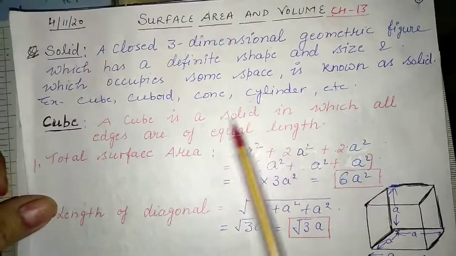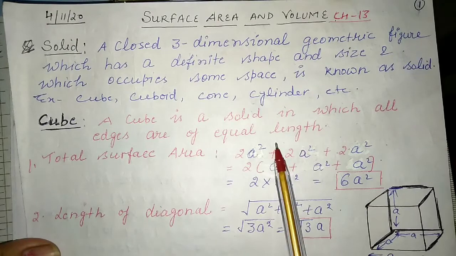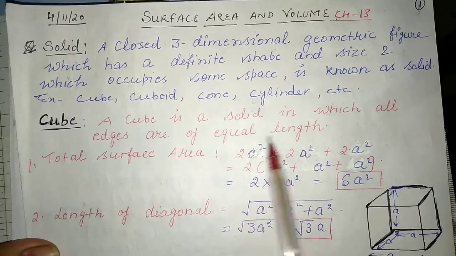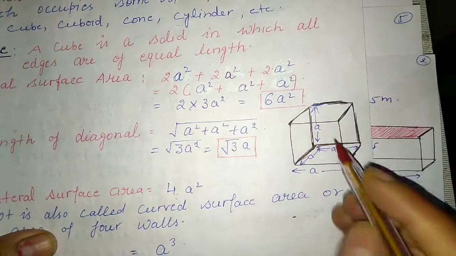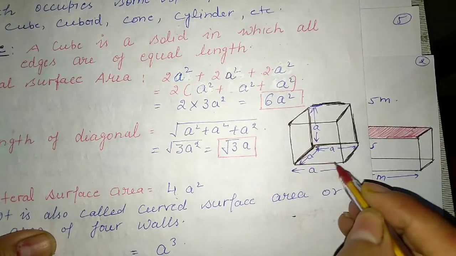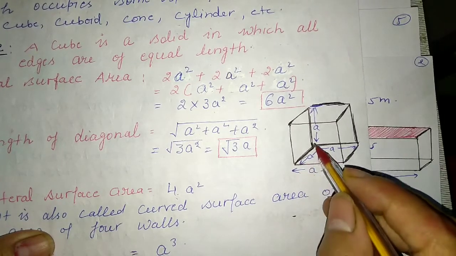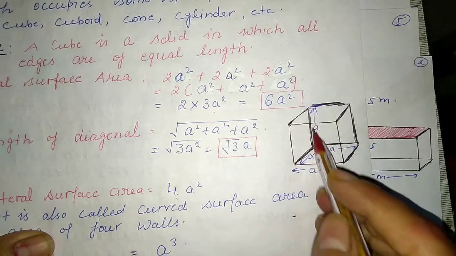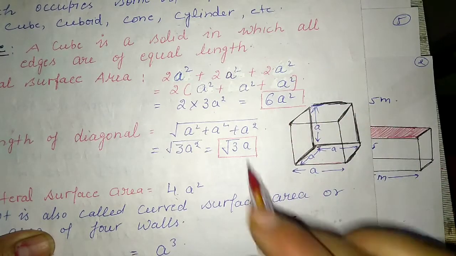A cube is a solid in which all the edges are of equal length. Here is a figure of a cube. We can see this is one side, we call this the length, a unit, this is the breadth, also a unit, and this is the height, also a unit. So all will be the same in this one.